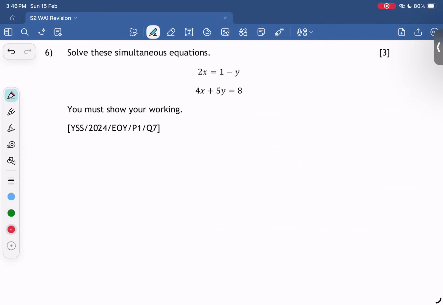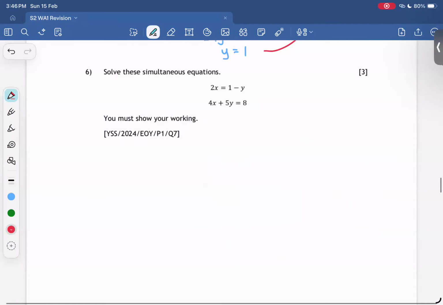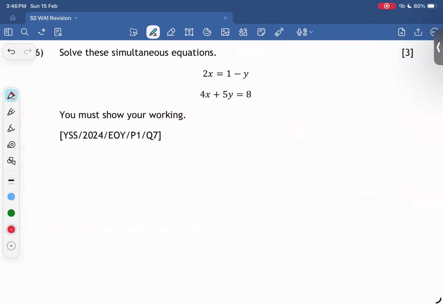Let's try the substitution method because I'm bored of the elimination method already. Okay, so that's how easy substitution and elimination method is. Depending on your mood, you can choose. You want to do elimination, you want to do substitution, both will work fine.